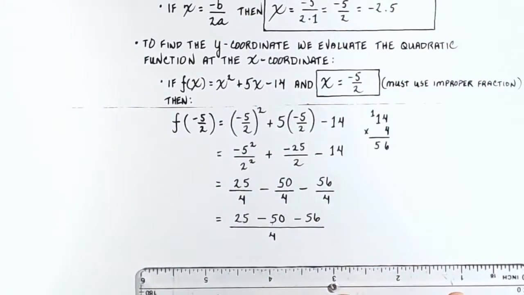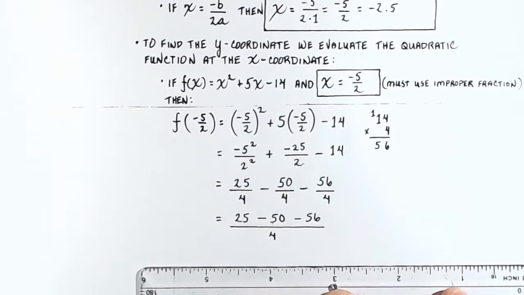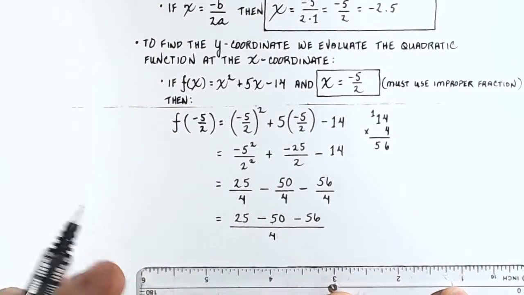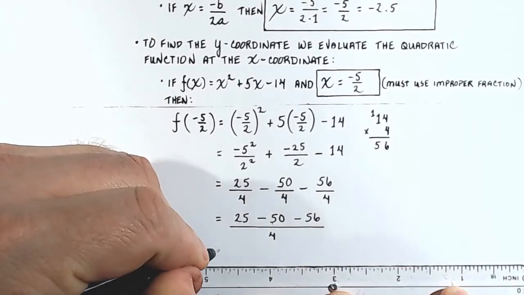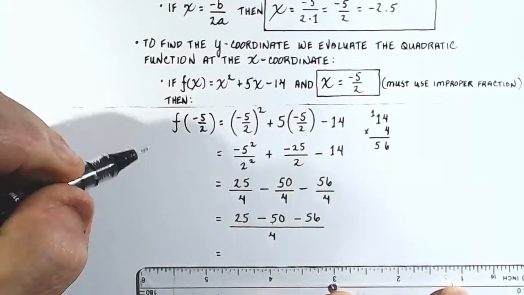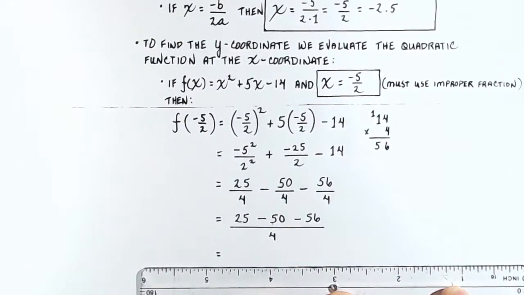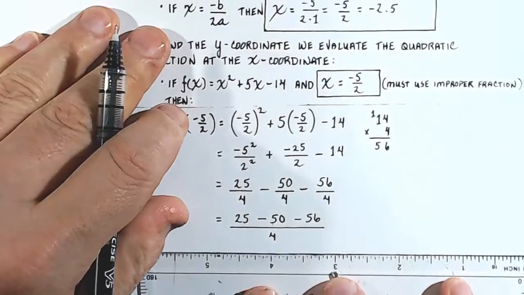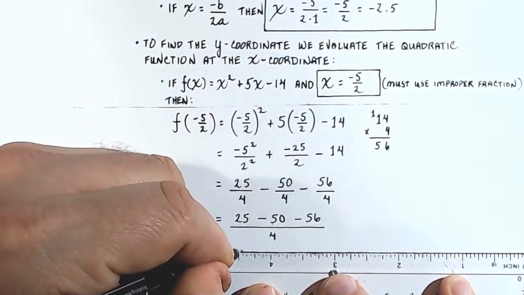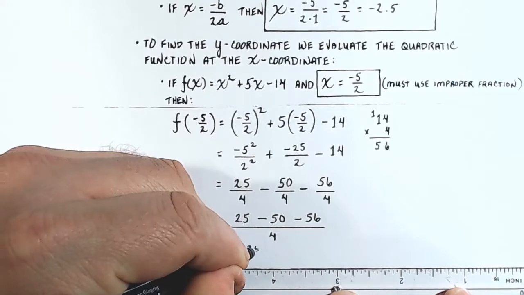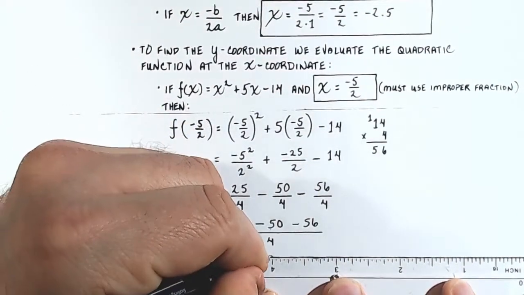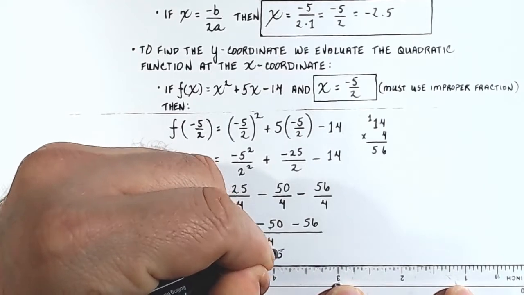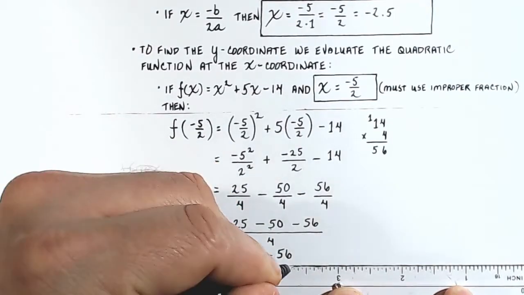Okay, so let's just carefully subtract all this from left to right. 25 minus 50 would be negative 25. And then I'll do negative 25 minus 56, but I'll write those steps out. So the first step would be 25 minus 50. Negative 25 would be the result. So I write negative 25 minus 56 over 4.